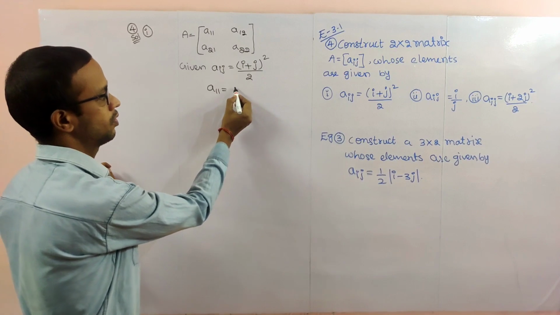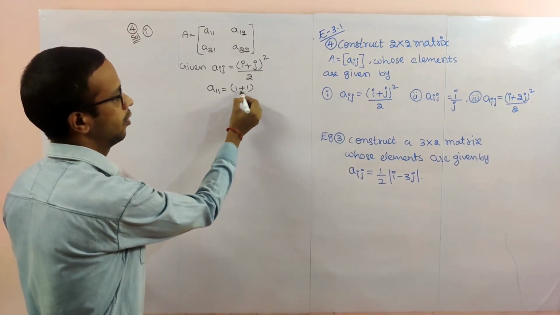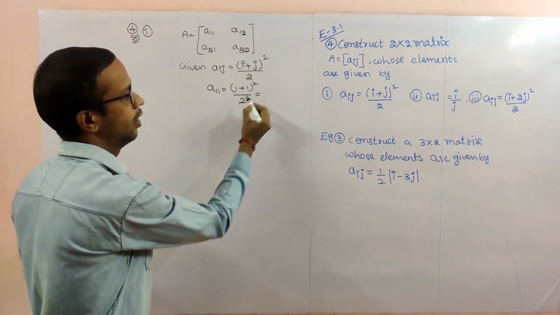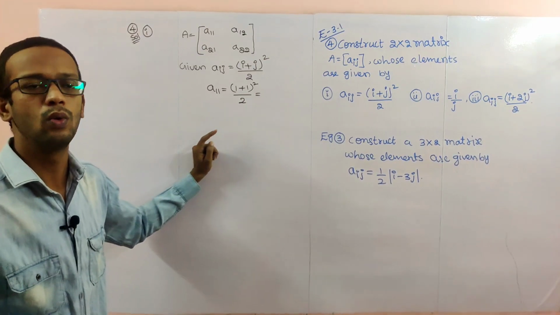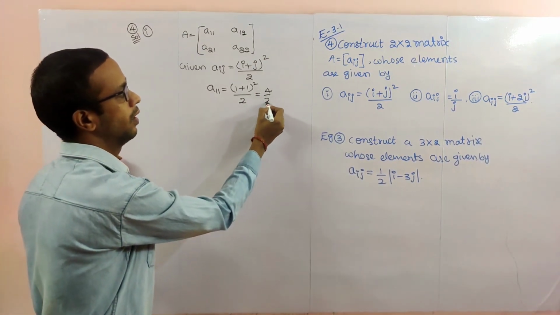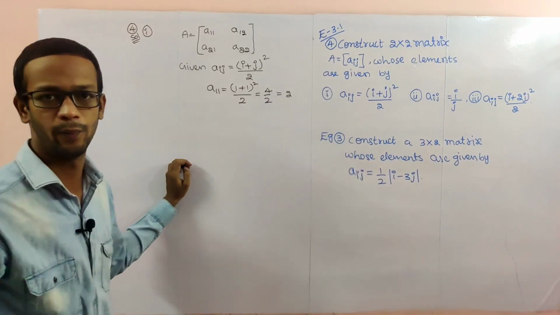So in this substitution, (1 plus 1) whole square divided by 2. 1 plus 1 is 2. 2 square is 4. 4 by 2 is 2.